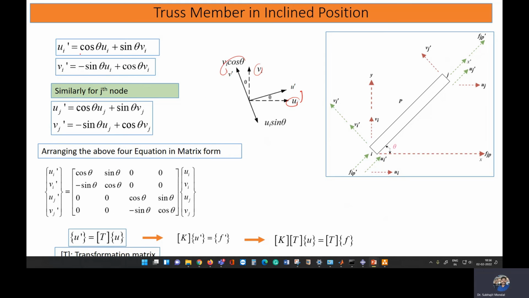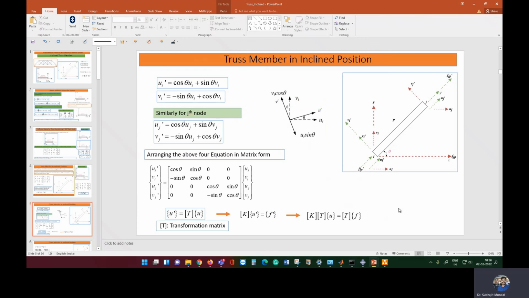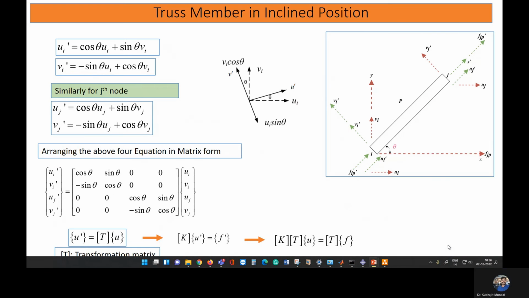Okay, so here we just see u'. Now u' is equal to ui cos theta. From this part we'll have a component of ui cos theta. And here we have vi, and initially this angle is theta, this also theta. So from vi we'll have a component of plus vi sin theta. Okay, so u' is equal to ui cos theta plus vi sin theta.